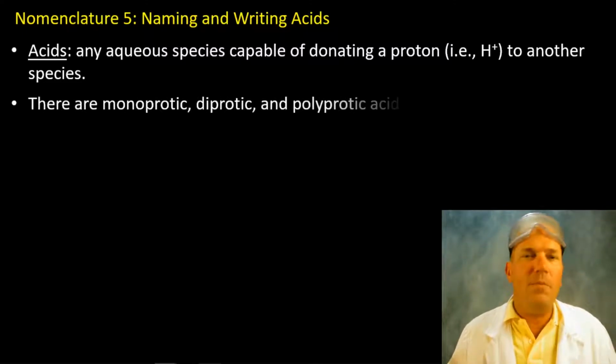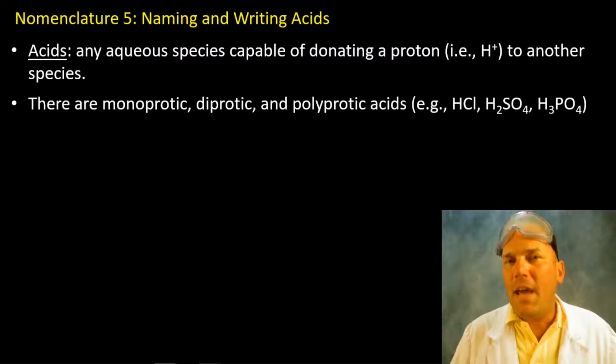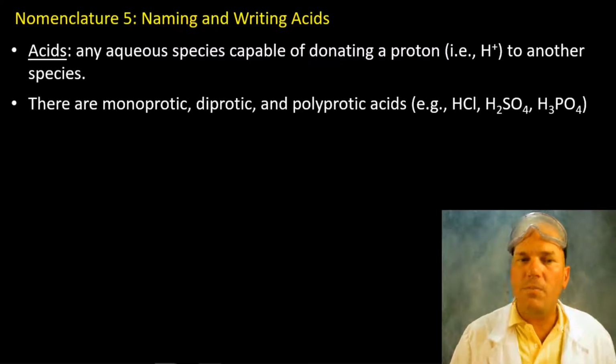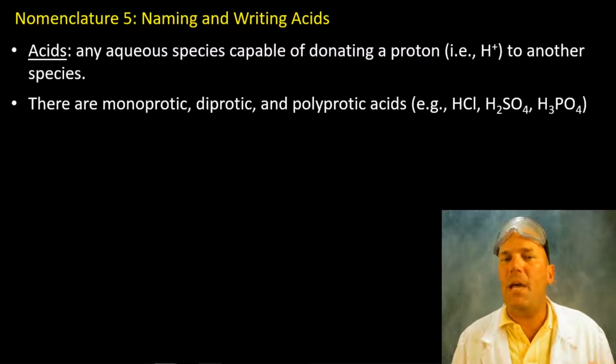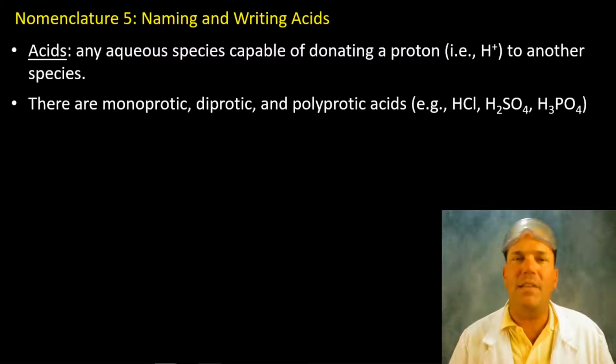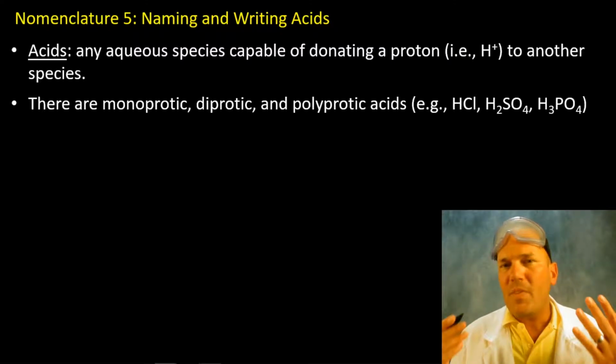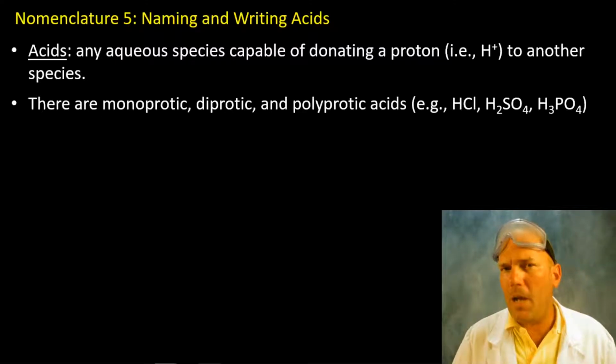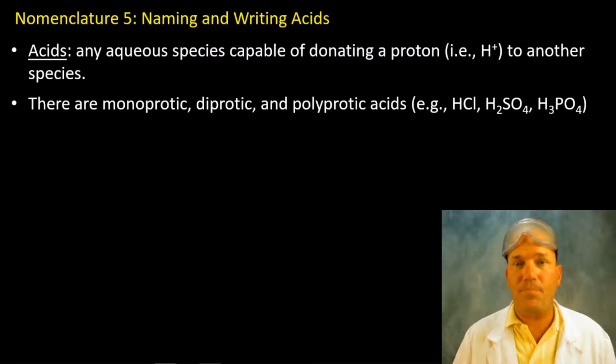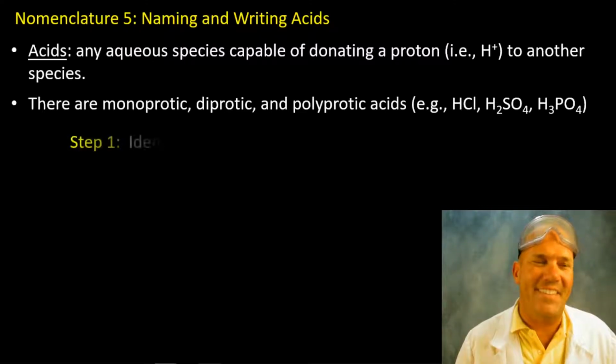There are several different types of acids. I'll typically be using these terms in class: monoprotic, diprotic, and polyprotic acids. For example, hydrochloric acid, which we probably already used in lab, sulfuric acid, and phosphoric acid.